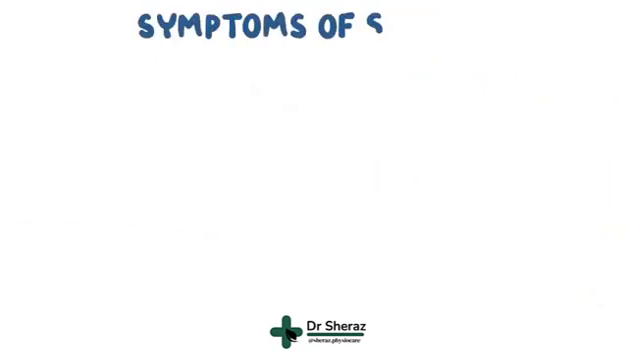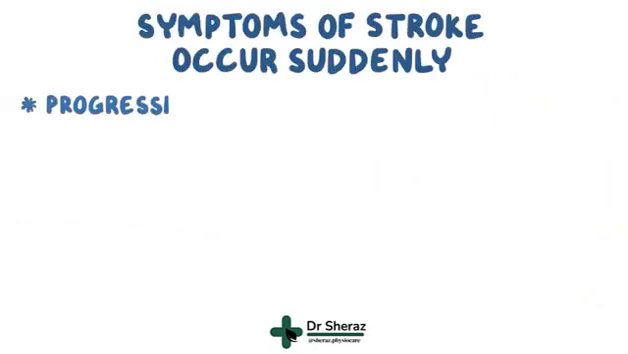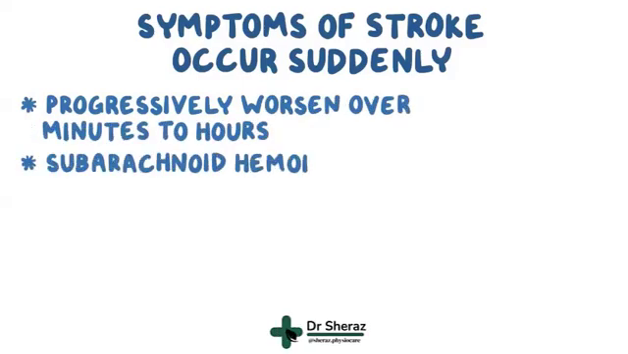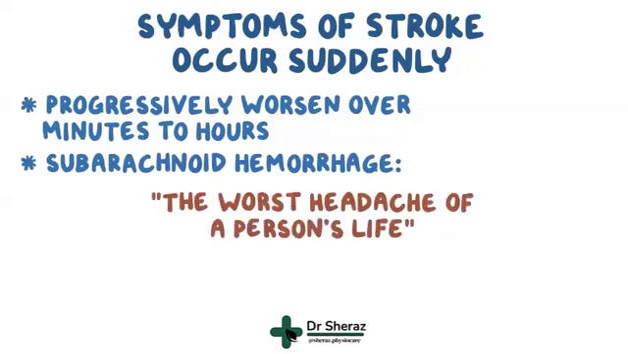Usually the symptoms of stroke occur suddenly and progressively worsen over minutes to hours. In particular, a subarachnoid hemorrhage classically presents with the worst headache of a person's life.